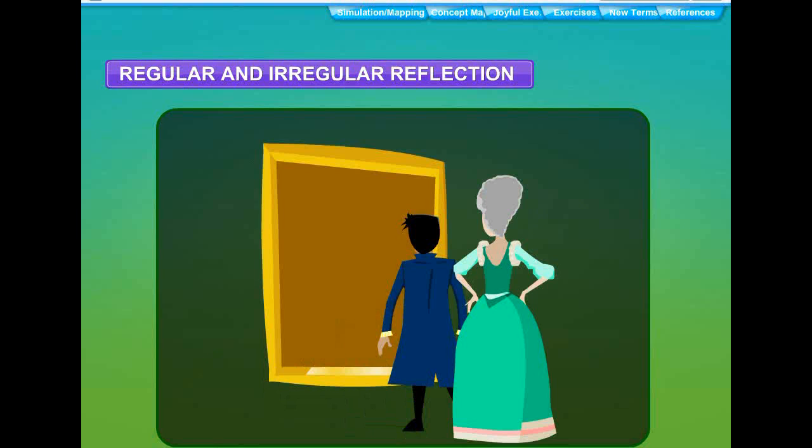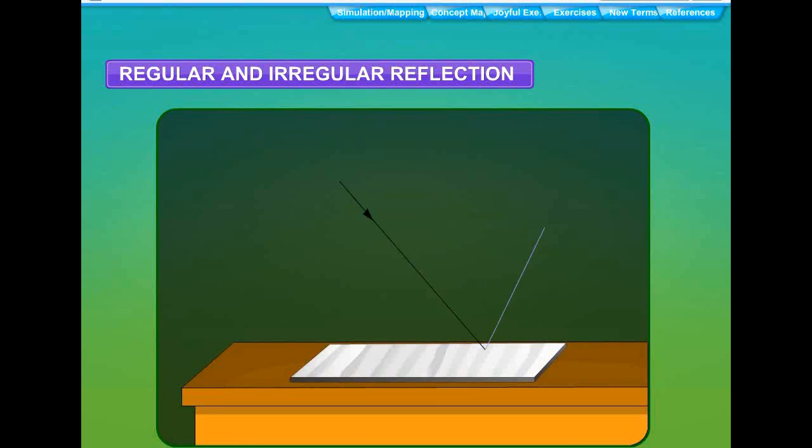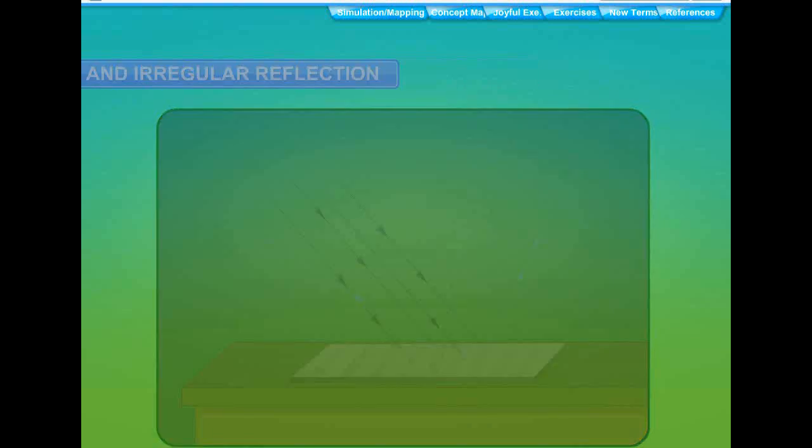When we hold a cardboard in front of us, we are not able to see our faces in it. This is because the entire light that falls on the surface is reflected in all directions, irregularly, in a scattered manner. Such a reflection is called diffused reflection. The phenomenon due to which a parallel beam of light on striking a rough surface, such as cardboard, gets reflected in various directions is called irregular or diffused reflection.